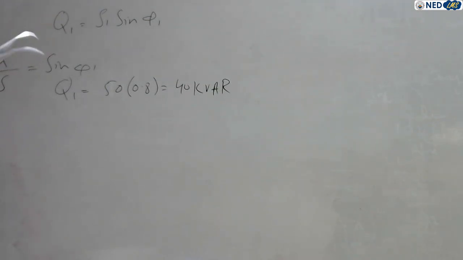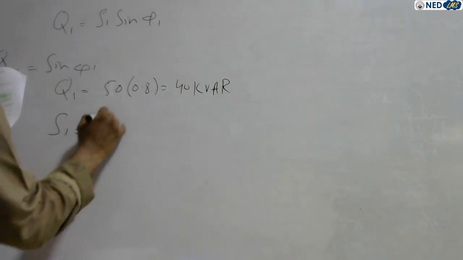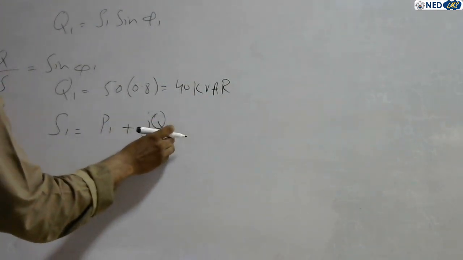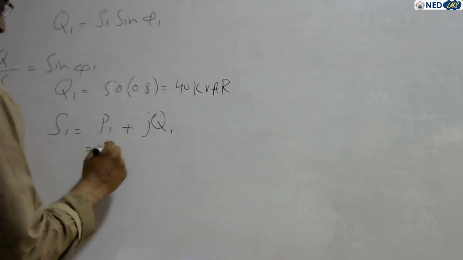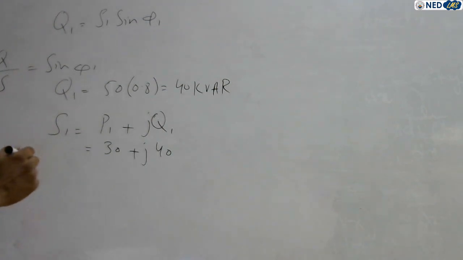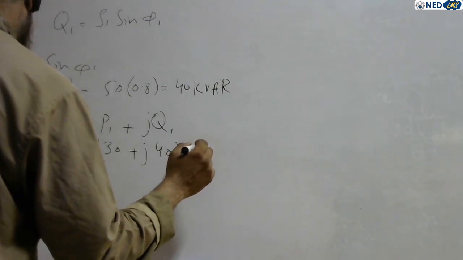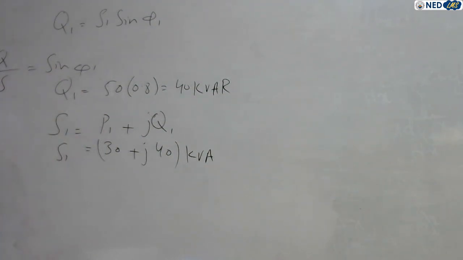Thus the complex power due to load 1. So the total complex power from load 1 is nothing but P1 plus jQ1. That is the sum of active power plus reactive power. Total complex power from the load. So 30 plus j40, and the units are kVA, kilovolt amperes, right? Because this one is complex power, that is apparent power. So units are kilovolt amperes.